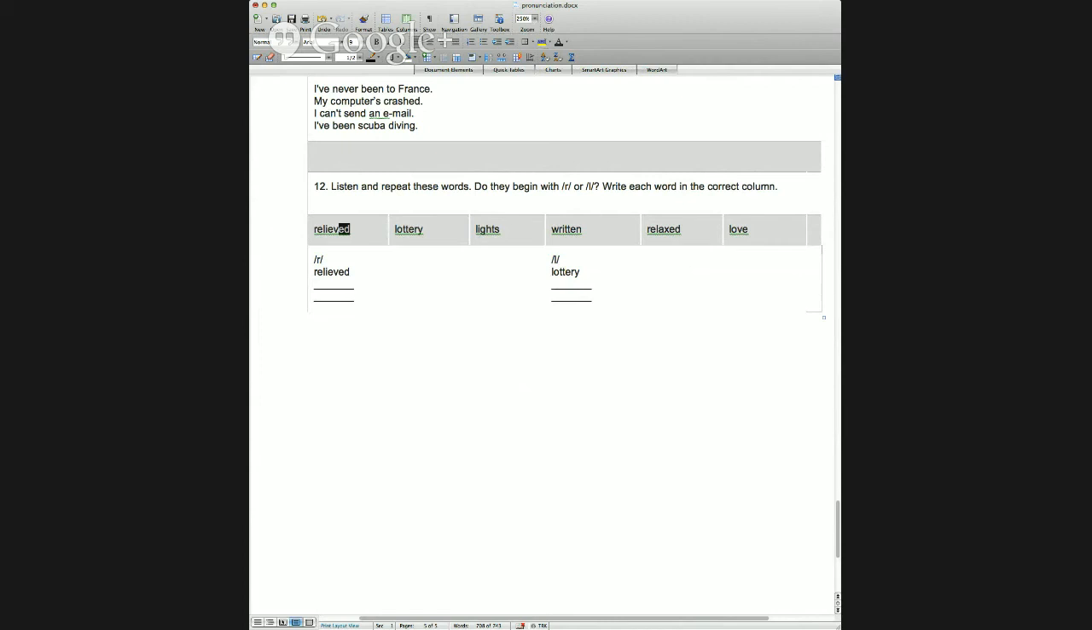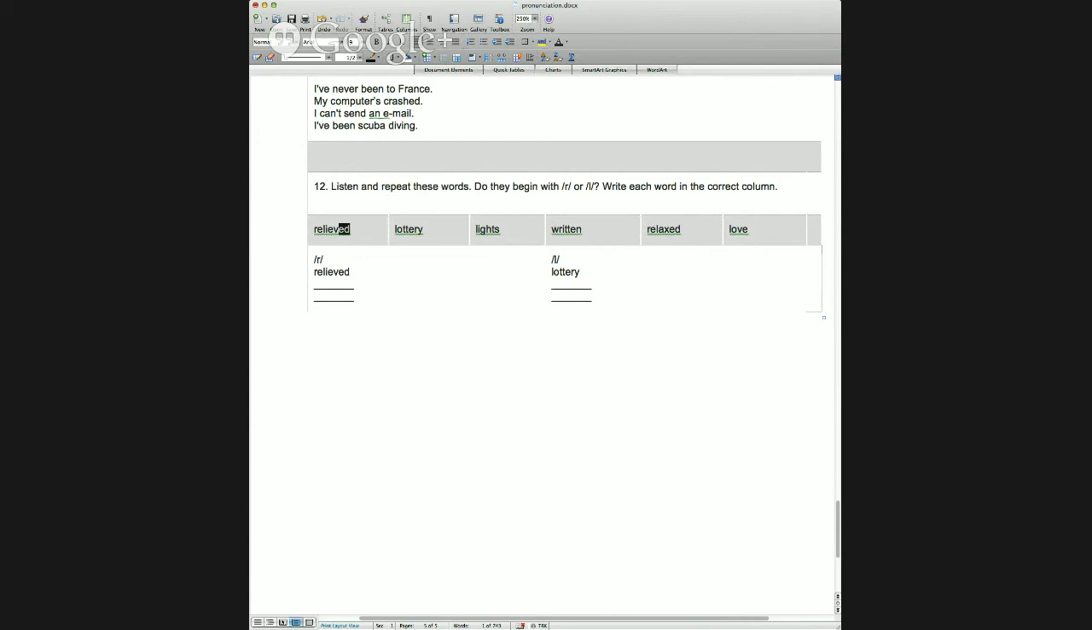Okay, so a couple of things to notice. In relieved and relaxed, these are all adjectives, but they're made from the past participle, right? And how do we pronounce this ed? Relieved. What sound does this make?